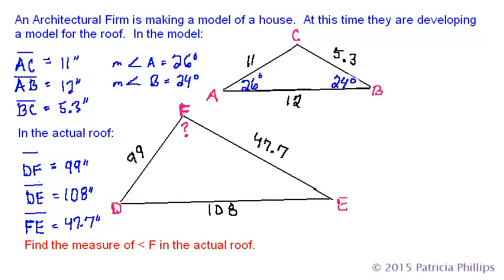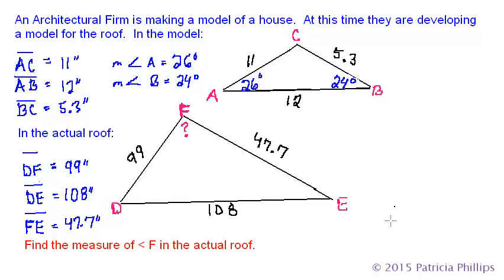So let's read the question. It says, an architectural firm is making a model of a house. At this time, they are developing a model for the roof. In the model, the line AC equals 11 inches, AB equals 12 inches, BC equals 5.3 inches, and the measure of angle A is 26 degrees, the measure of angle B is 24 degrees. If you look at the smaller triangle, this represents the model of the roof, and I already have it labeled.